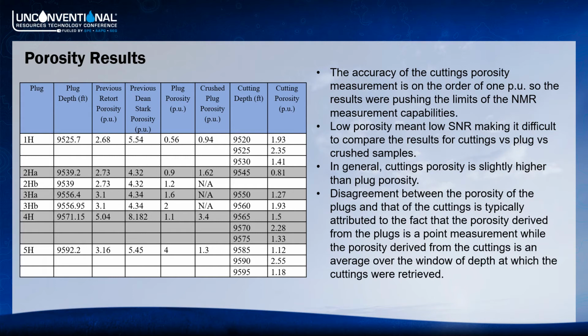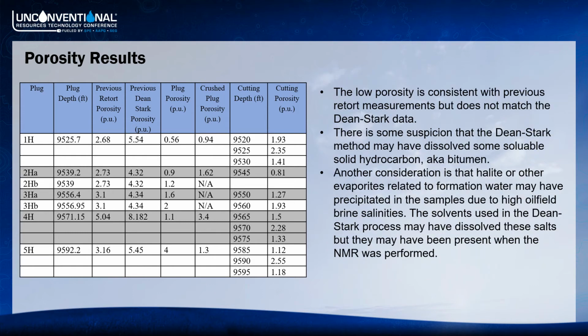The accuracy of the cuttings porosity measurement is on the order of 1 porosity unit, so the results were pushing the limits of the NMR measurement capabilities. Low porosity means low signal to noise ratio, making it difficult to compare the results for cuttings versus plugs versus crush samples. The low porosity is consistent with previous retort measurements, but did not match well with the Dean Stark data.